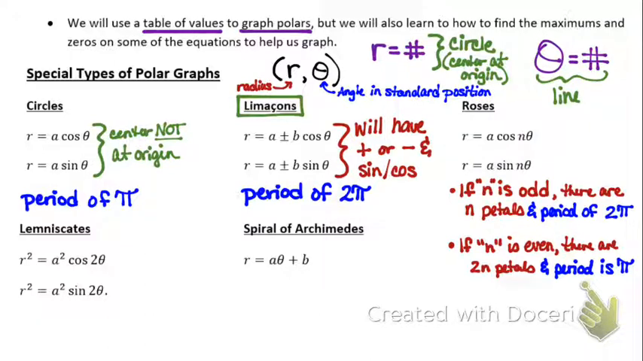So talk to me about how you would know just from looking at an equation. We talked about things that we look for to tell circles and limaçons apart. How would you be able to tell a circle apart from a rose? There's an n value. Roses have n next to theta.